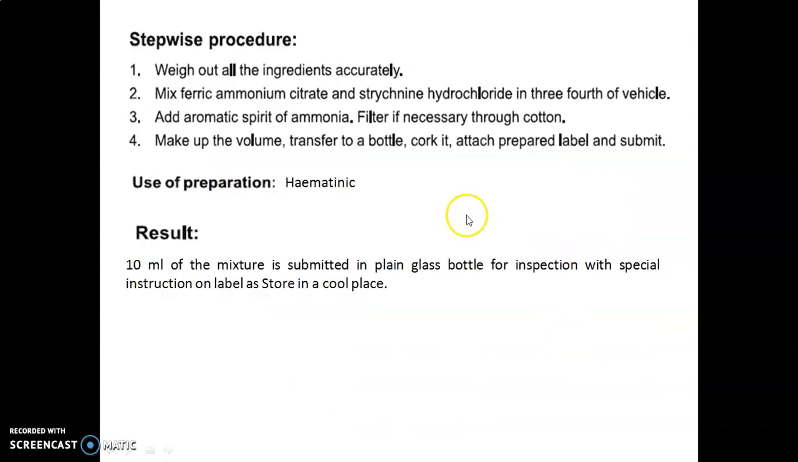Now let's discuss the stepwise procedure for this particular formulation. Weigh out all the ingredients accurately, and after that mix the ferric ammonium citrate and strychnine hydrochloride in 3/4 of the vehicle. After that, add the aromatic spirit of ammonia. If any particles are seen, then filter if necessary through the cotton. Make up the volume and transfer to a bottle, cork it, attach the prepared label and then submit it. The use of the preparation is as a hematinic.